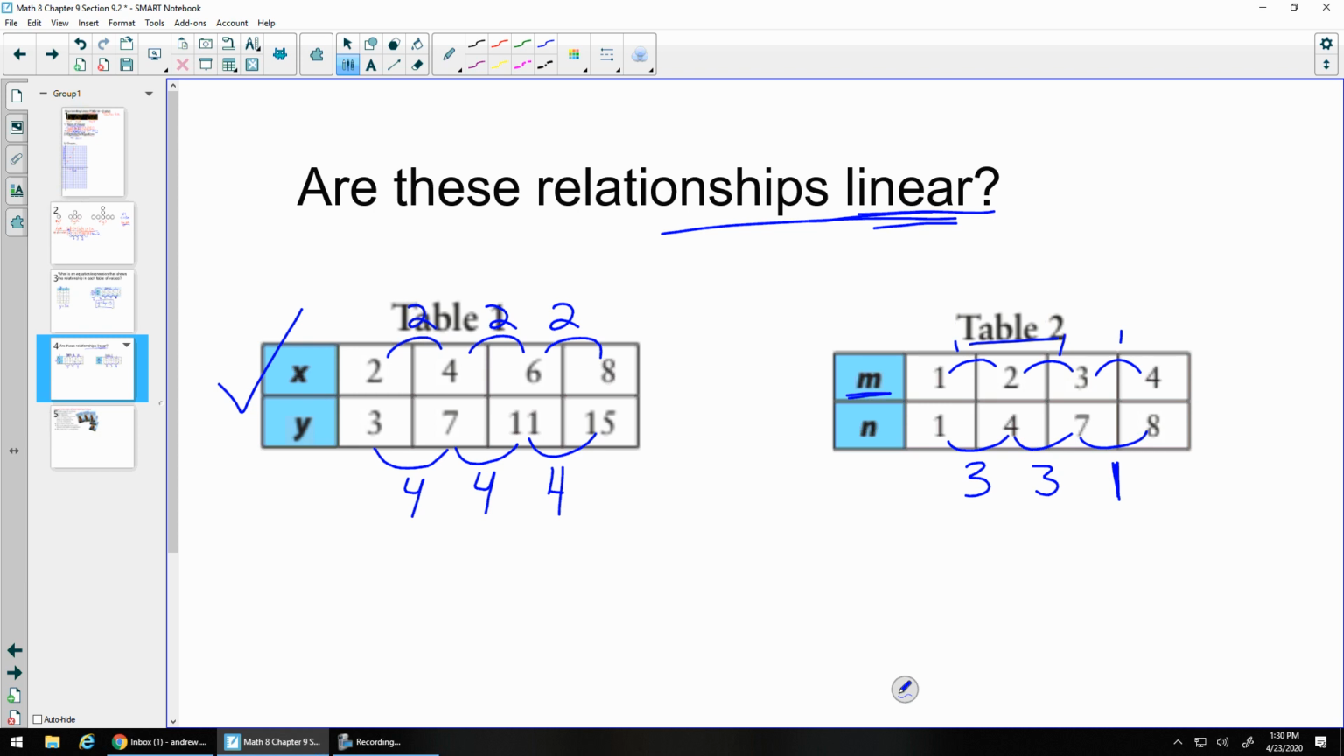It has to be a consistent same thing for every one move up of m. It should always be the same amount going up of n, but it's not in this case. It changes, so this table is not linear. Okay, so you can always just check on a table of values if that relationship is linear just by seeing, are the amounts consistently going up by the same?